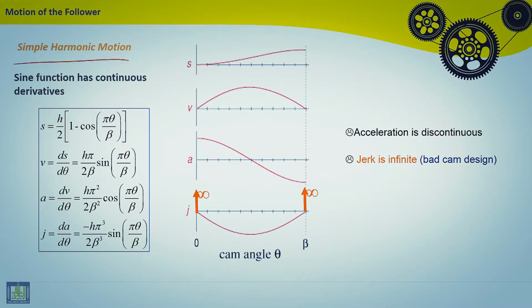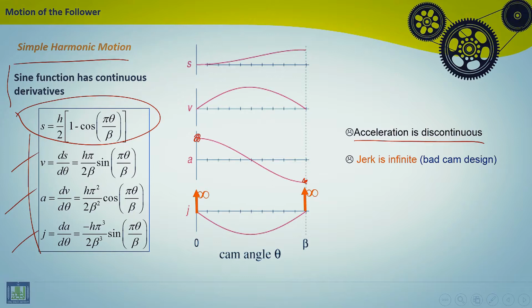Let's see here simple harmonic motion. The sine function has a continuous derivative. If we take the position function and do all the derivations, first derivative, second derivative, and third derivative, we can see here acceleration is discontinuous as it passes from maximum to minimum. Acceleration is discontinuous. This is bad for design. And also jerk here is infinite. It is bad cam design too.